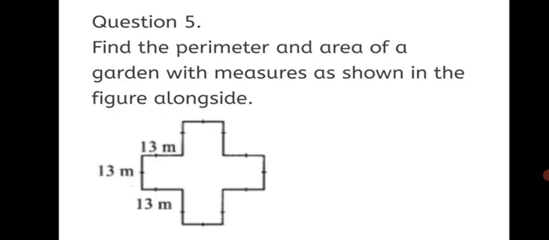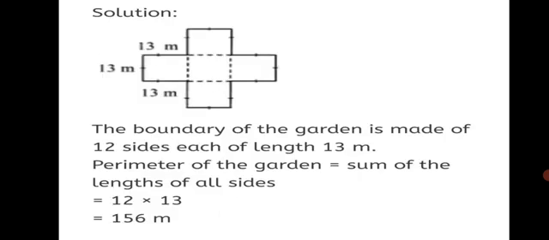Question number 5. Find the perimeter and area of a garden with measures as shown in the figure alongside. So we need to find the measures of all sides, and then we can find the perimeter and its area.